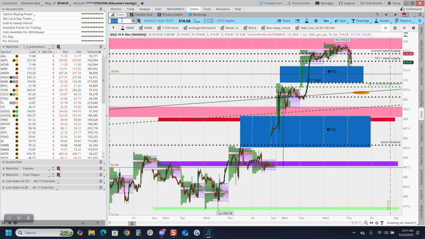QQQs, guys. On the 30-minute here, we got this first fair value gap. We haven't even filled that yet. So this was the CPI gap, and we have not even filled the CPI gap, showing relative strength here in Megatech land. So this is really important here. Megatech still showing relative strength.